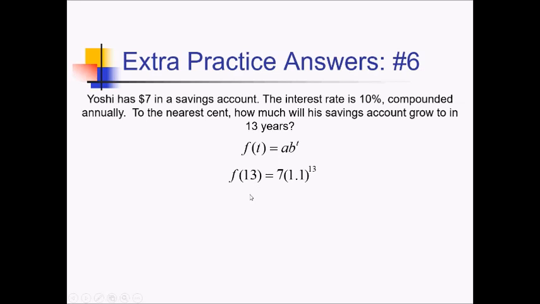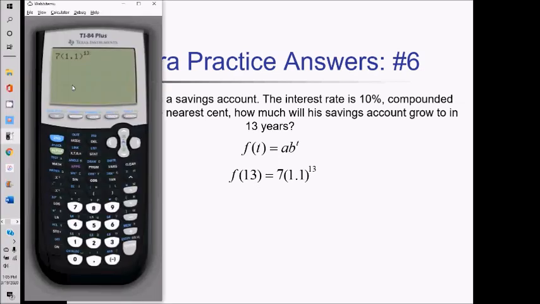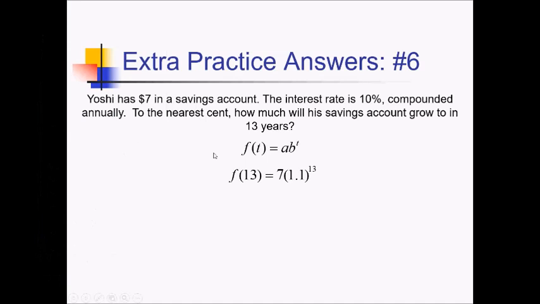So let's figure this one out on the calculator. All right, here we go, calculator time. Let's see what Yoshi's money's turning into. And it looks like he's going to end up with $24.17. Don't spend it all in one place, Yoshi.